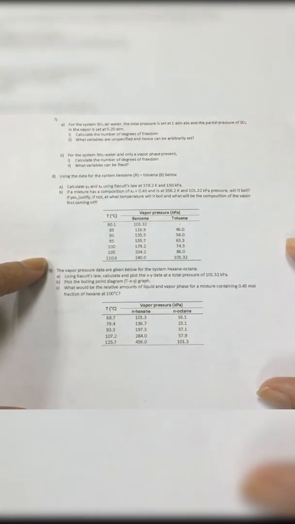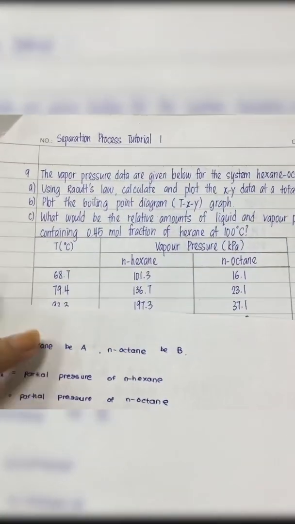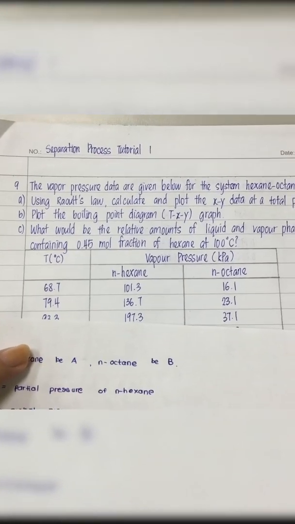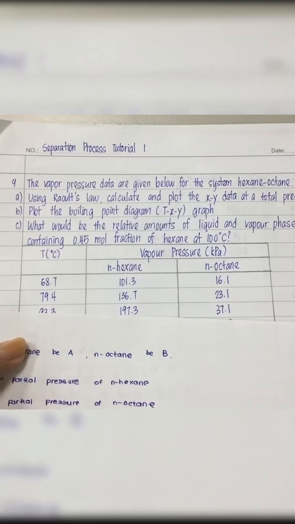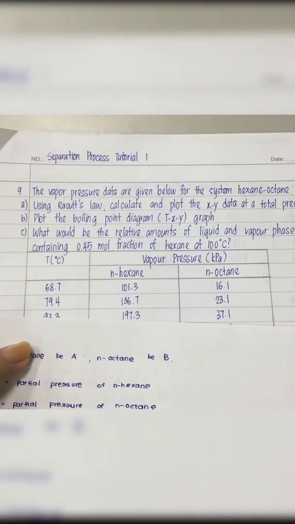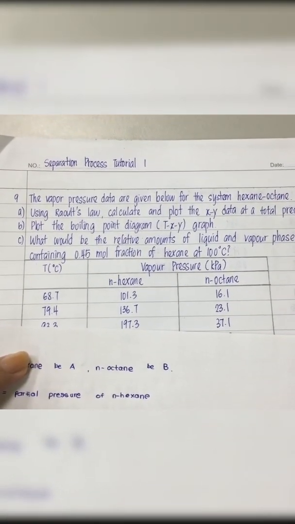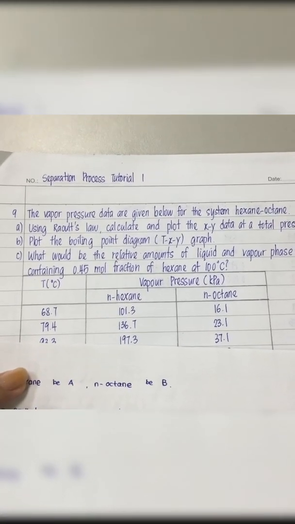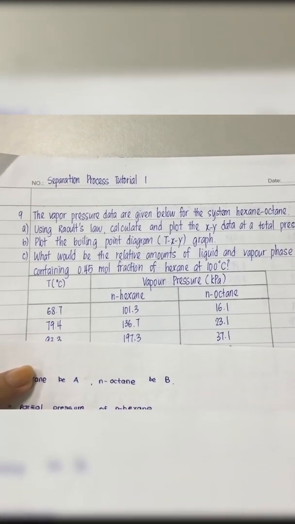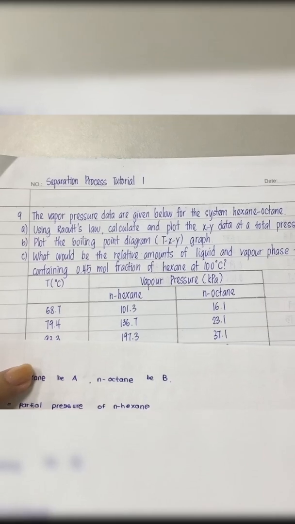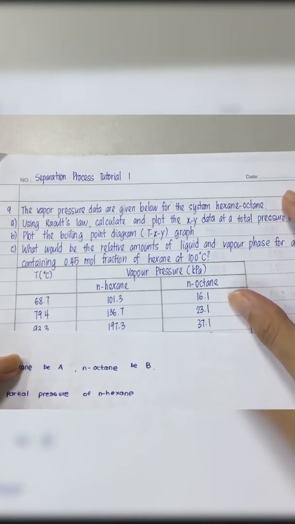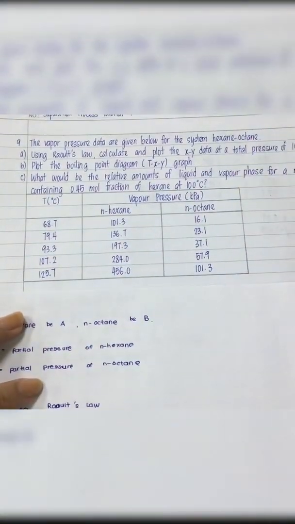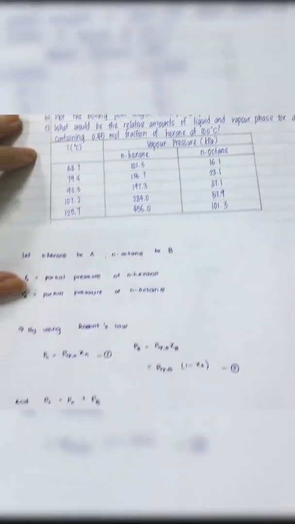Hi, we are taking question 9. In the question, the vapor pressure data are given below for the system at Z of 10. A. Using Raoult's law, calculate and plot the x-y data at a total pressure of 101.32 kPa. B. Plot the boiling point diagram, the T-x-y graph. C. What will be the relative amount of liquid and vapor phase for a mixture containing 0.45 mole fraction of hexane at 100 degrees Celsius? This is the data given from the question.